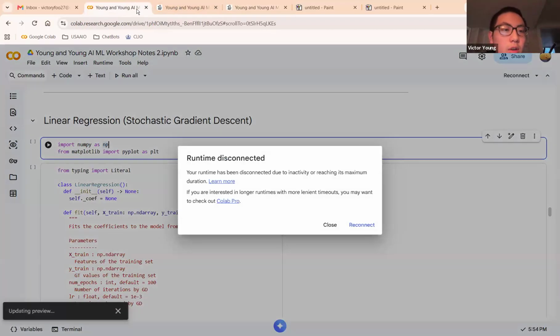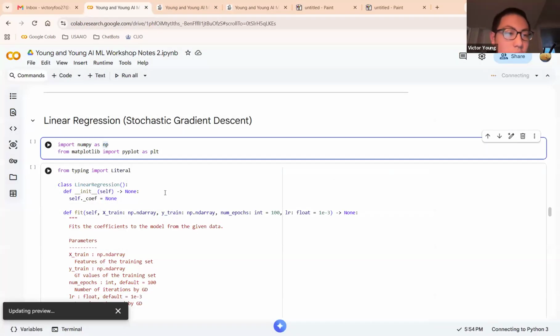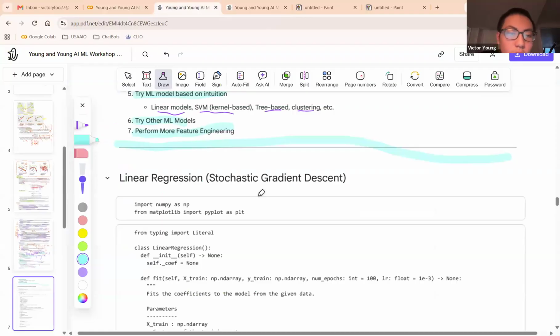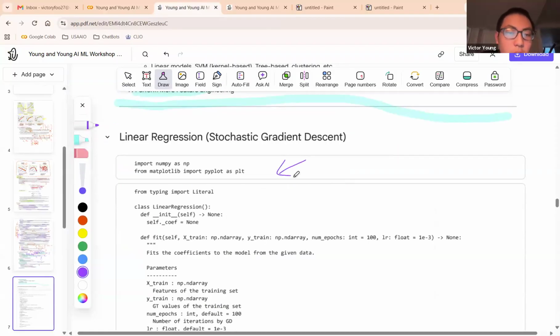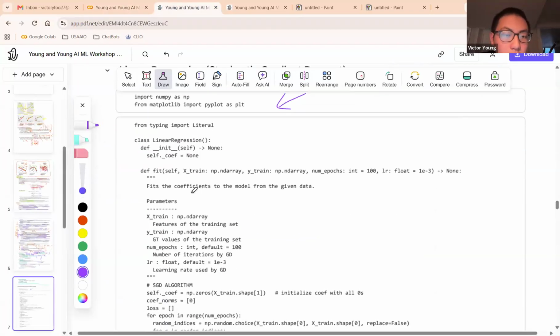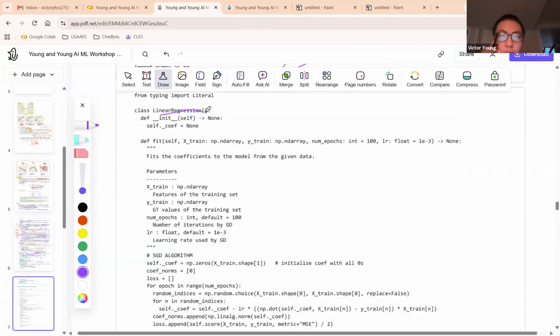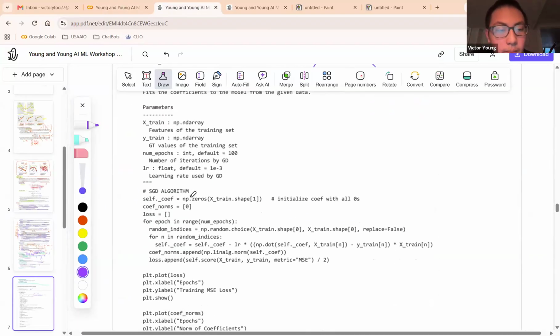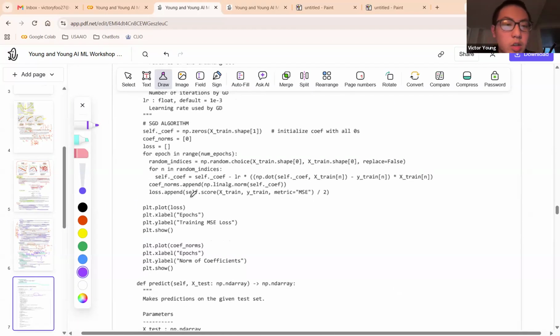Okay. So here is the Colab, and the code is also here. This is just a PDF that also shows the code. First, here is our function, linear regression. It takes in X train, Y train, number of epochs like we discussed last time, just 100 epochs, and the learning rate. Let's set it to be 1e-3, which is just 0.001, 1 times 10 to the negative 3. Okay, so here is our SGD algorithm.